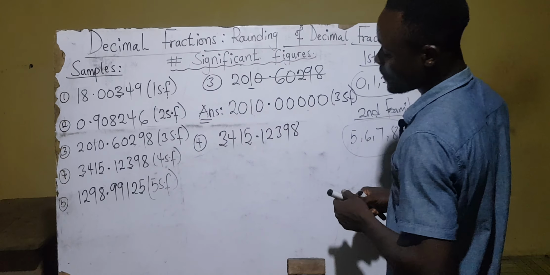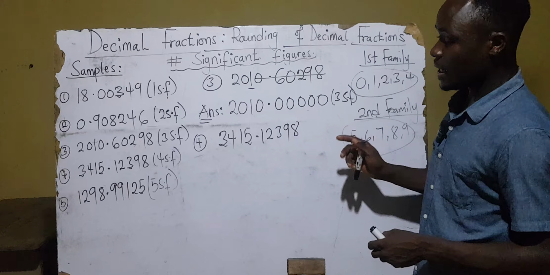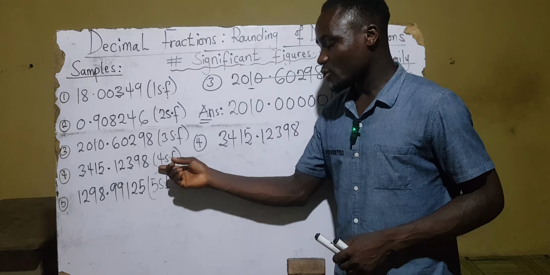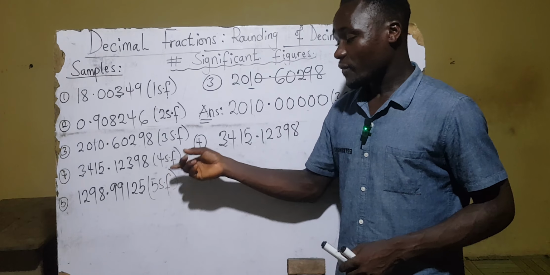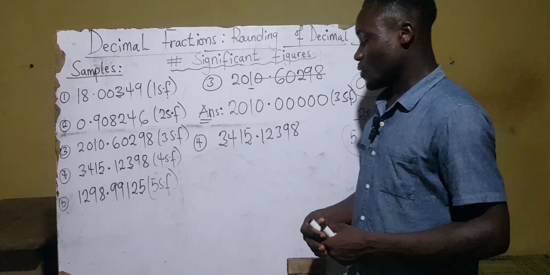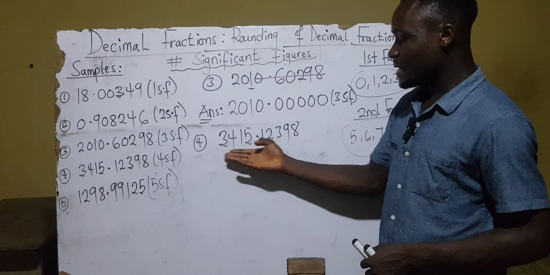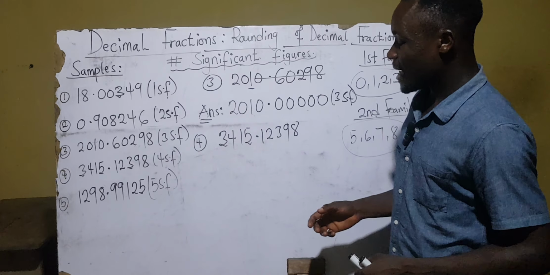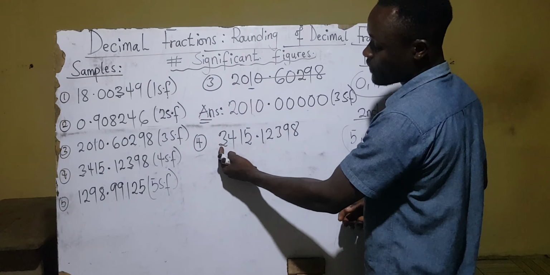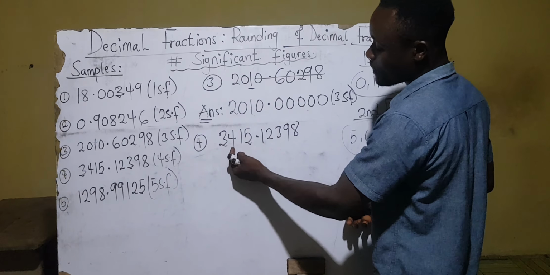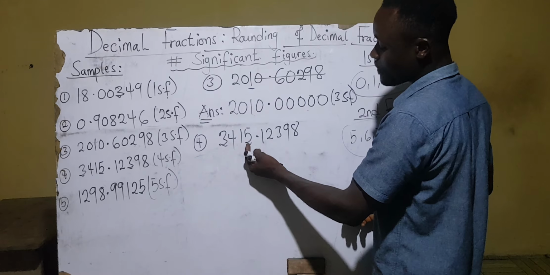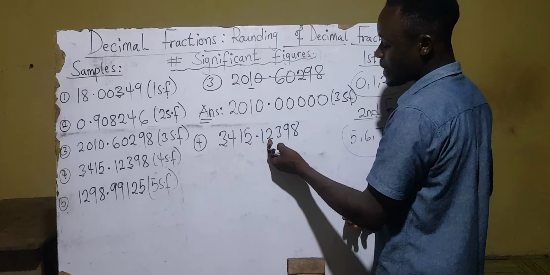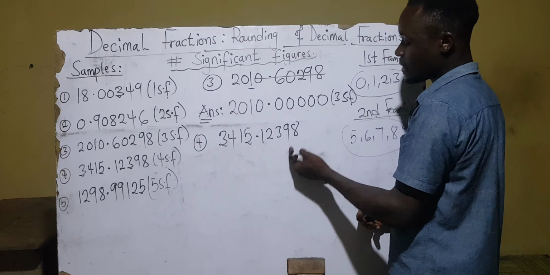So 3,415.12398. This one also, we've been asked to round to the nearest 4 significant figures. So this one also, we are going to identify the digit that lies within the 4SF position. Let's start by identifying it. I will start counting from here. That is 1SF, 2SF, 3SF, 4SF, 5SF, 6SF, 7SF, 8SF.